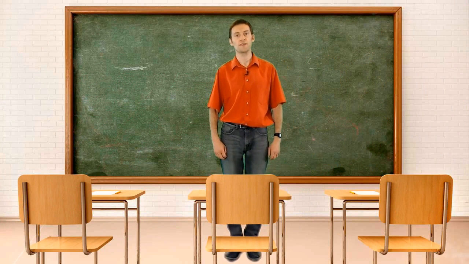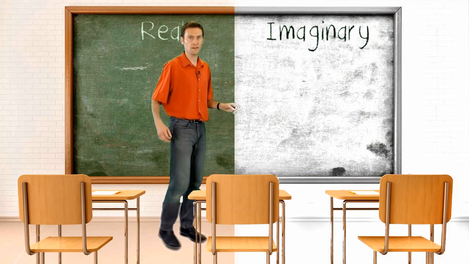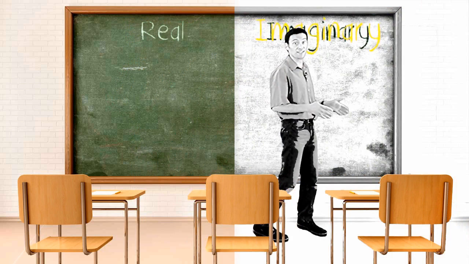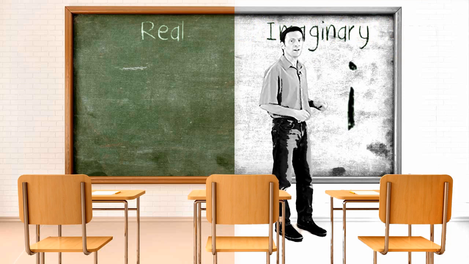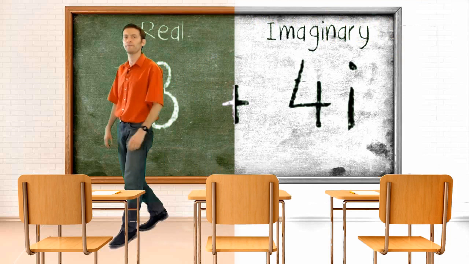Complex numbers, on the other hand, are made up of two dimensions, a real dimension and an imaginary dimension. The real dimension is any simple number, and the imaginary dimension is any simple number multiplied by i. So an example of a complex number is 3 plus 4i. Here is where i keeps things separate for us.